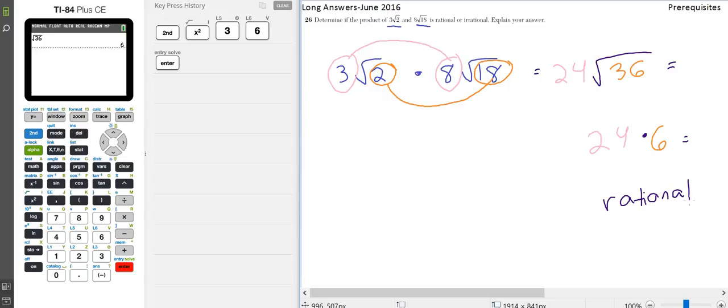Therefore, the answer to this question is that 3 square root of 2 times 8 square root of 18 is rational. Why? They want us to explain our answer. We started out having two irrational numbers. 3 square root of 2 is irrational, and 8 square root of 18 is irrational. But once we multiplied them by each other, we got an answer that was rational. So if you have two irrational numbers, the answer is sometimes rational and sometimes irrational. In this case, it turned out to be rational.